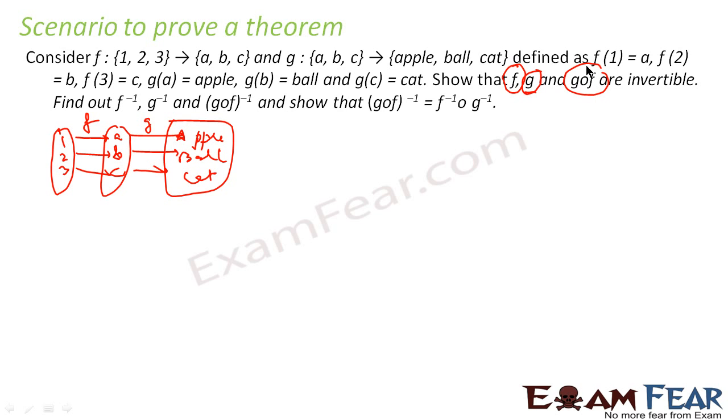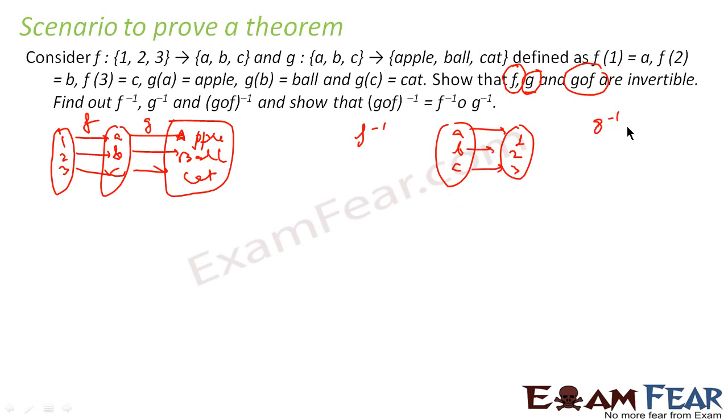Second part is we have to find f inverse, g inverse, and (g o f) inverse. All these we have to find. For f inverse, f is 1 to a, 2 to b, and 3 to c. If you want to find f inverse, just invert this. Instead of 1 to a, it will be a to 1. Instead of 2 to b, it will be b to 2, and instead of 3 to c, it will be c to 3. This will be the map. This is my f inverse.